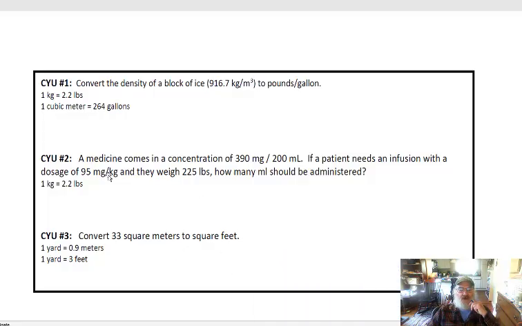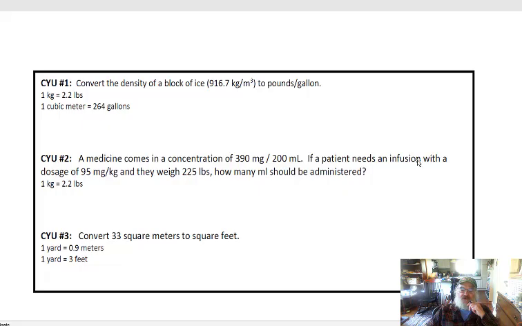Okay, so in this one, we're saying a medicine comes, this is how it comes, 390 milligrams in 200 milliliters. So this is like the particles in the solution. Think of it as salt in salt water. Here's the salt, here's the salt water. So when they get the medicine, this is how it comes, right?